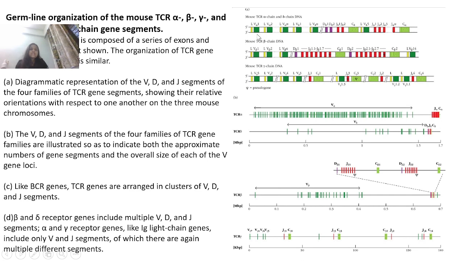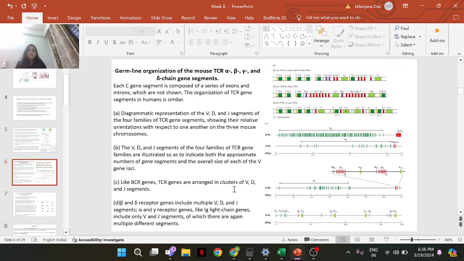So this is the diagrammatic representation of the V, D and J segments of the four families of TCR gene segments, showing the relative orientation with respect to one another on the three chromosomes.